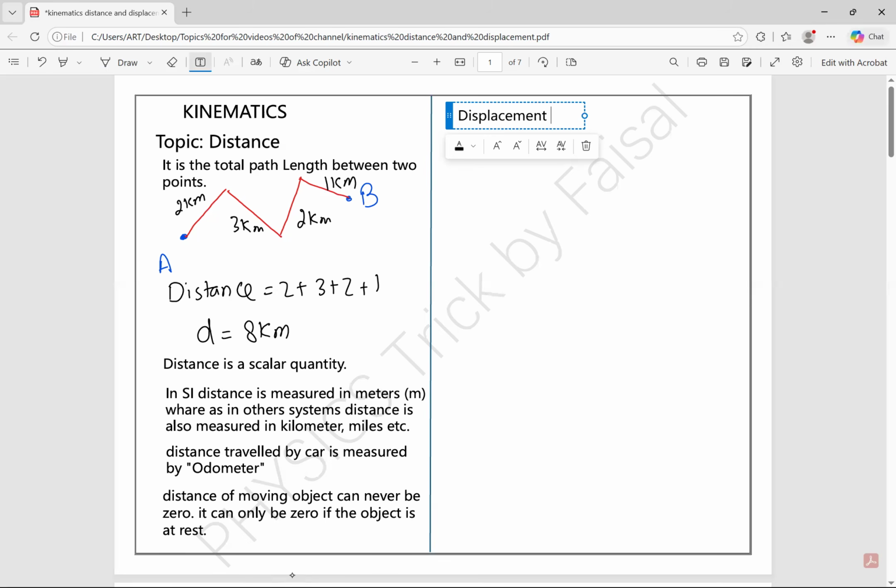Displacement. Here, students, displacement is the shortest distance between 2 points in a specific direction. You can say it is the shortest distance.